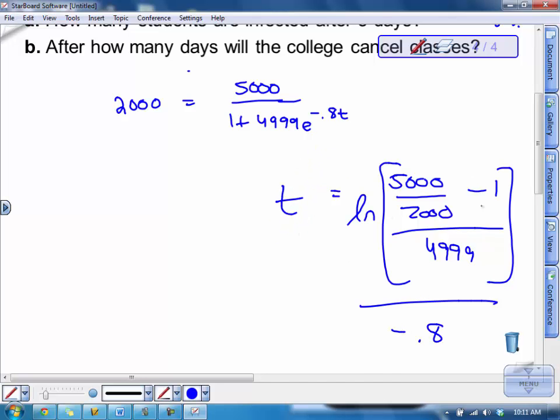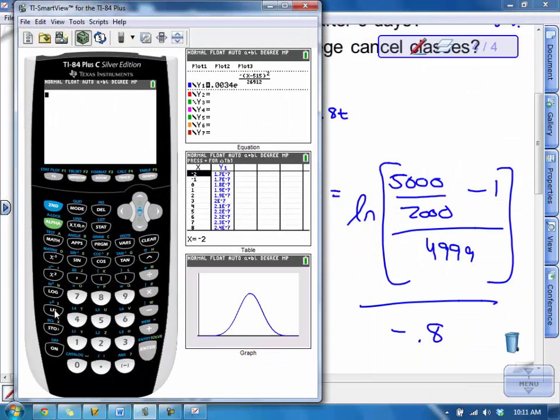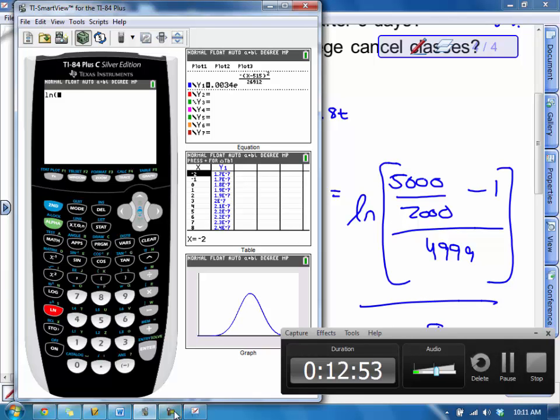So this is what I want to do with my calculator. Let me pull that up and show you what you type in for that. It'd be the natural log of a big fraction, a couple big fractions. Let me see, how much time do we have? We've got time, I think. So let's type that in.